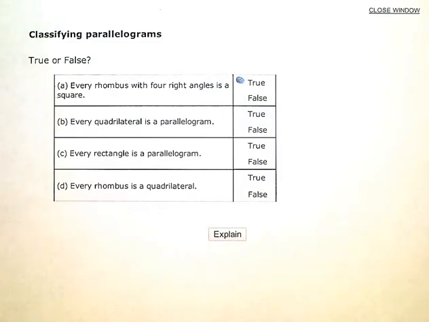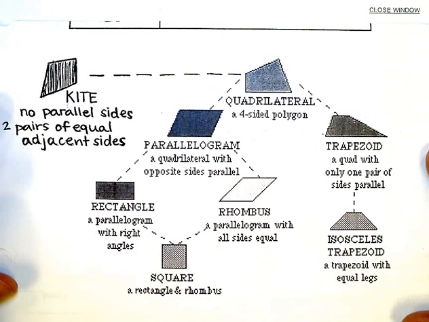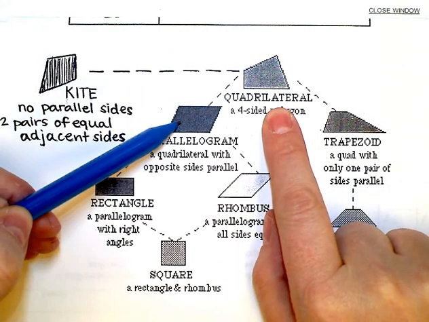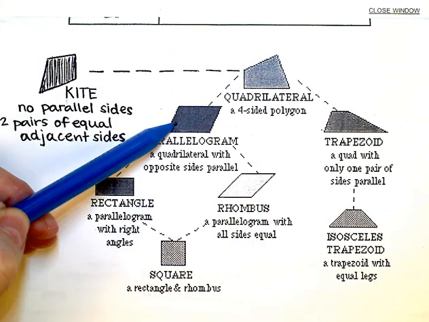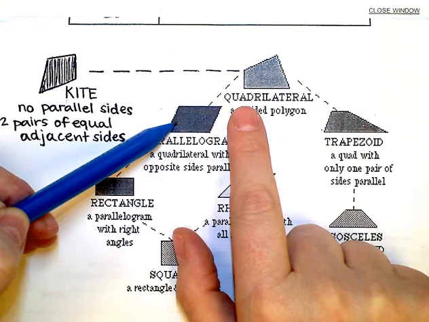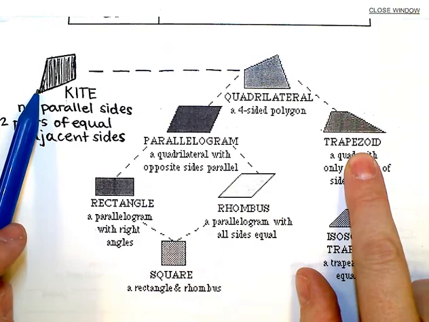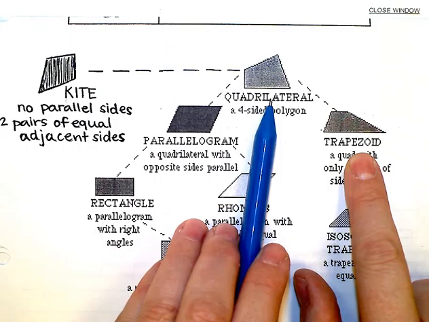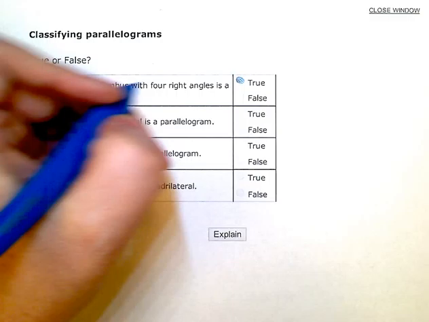Okay. The next one, every quadrilateral is a parallelogram. So if I look here at my chart, if I have a quadrilateral, does it have to be a parallelogram? Every quadrilateral is a parallelogram. True or false? Well, we can see that this is false, because it could be a trapezoid, or a quadrilateral could be a kite, right? There's other options, or it could be none of those, right? Just a generic quadrilateral that doesn't have any of the properties of these 3, okay? So this one we can see is false.